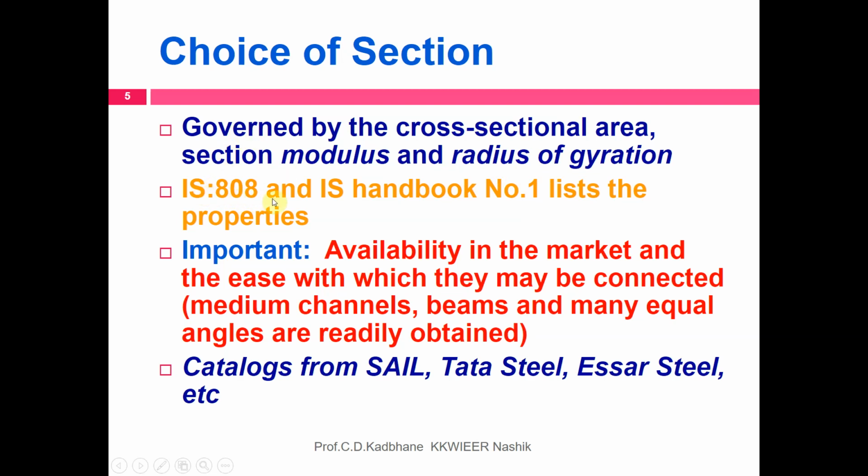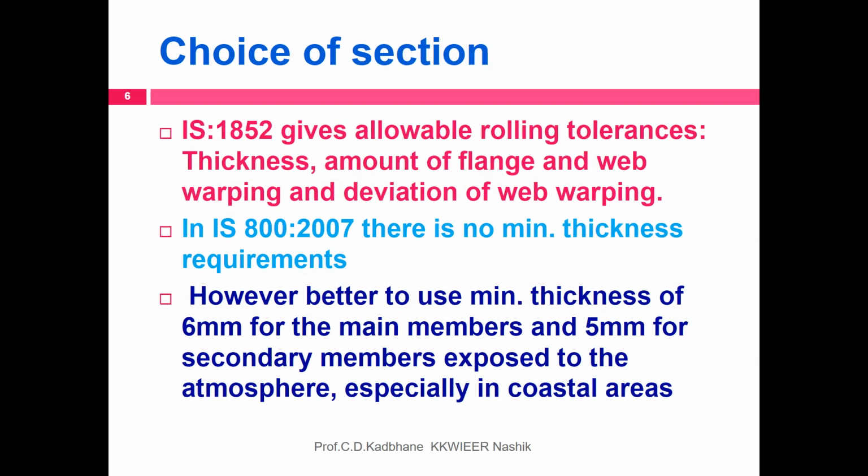Now, IS 808 and IS Handbook number 1 list all the properties of different shapes of the structural steel sections. Similarly, a number of companies like SAIL, Tata Steel, and Essar Steel are publishing their catalogs of the different types of sections produced by these companies. So with the help of these catalogs, one can understand the different sections and their properties, and a suitable section can be chosen for particular structural steel applications.